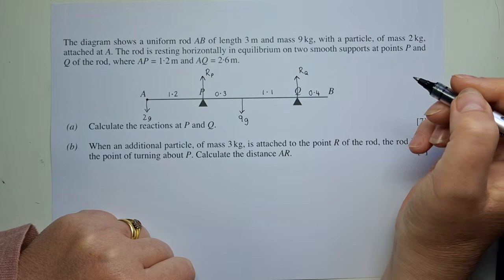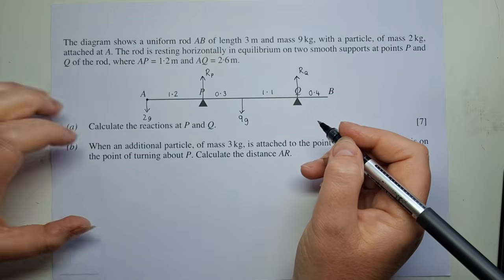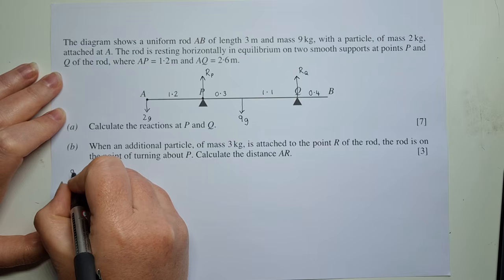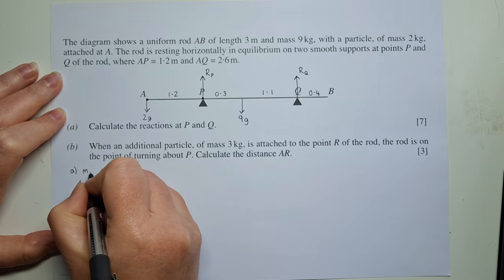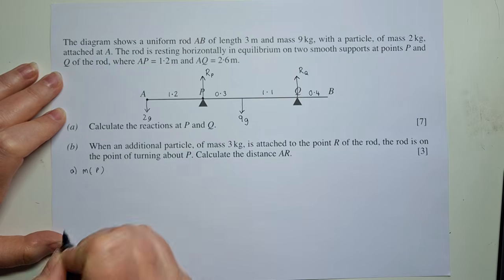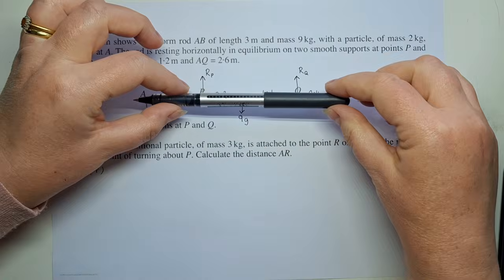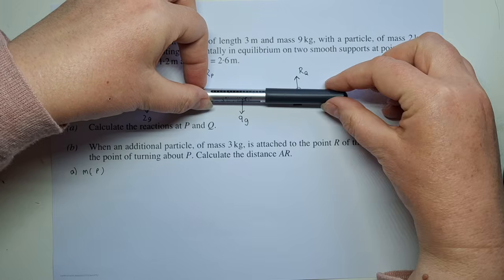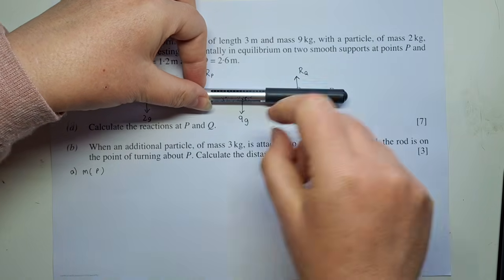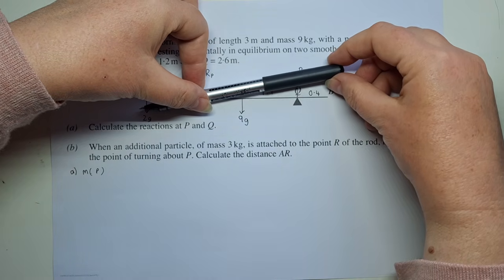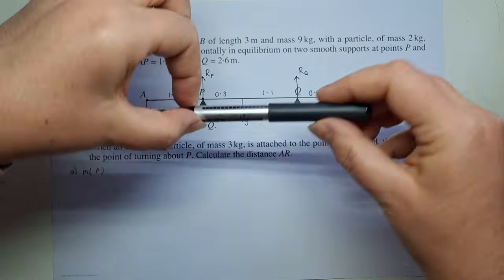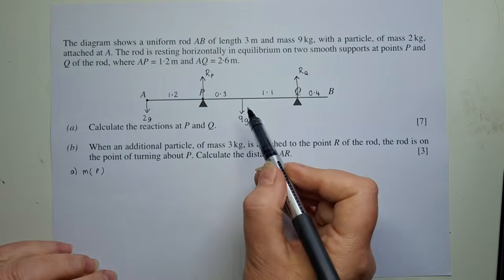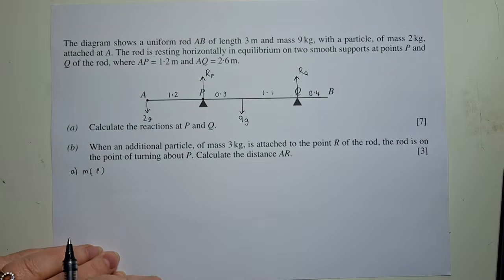So our first job is to take moments. Let's take our pivot point at P. You could equally take it at Q. Moments about P. As you've got this turning force with the pivot here, if you twist your pen, you'll notice that the RQ and the 2G arrow are pointing in the direction of the turn. So those two, even though they're pointing in opposite directions, are helping each other turn the same way. The 9G is the opposing direction turn.